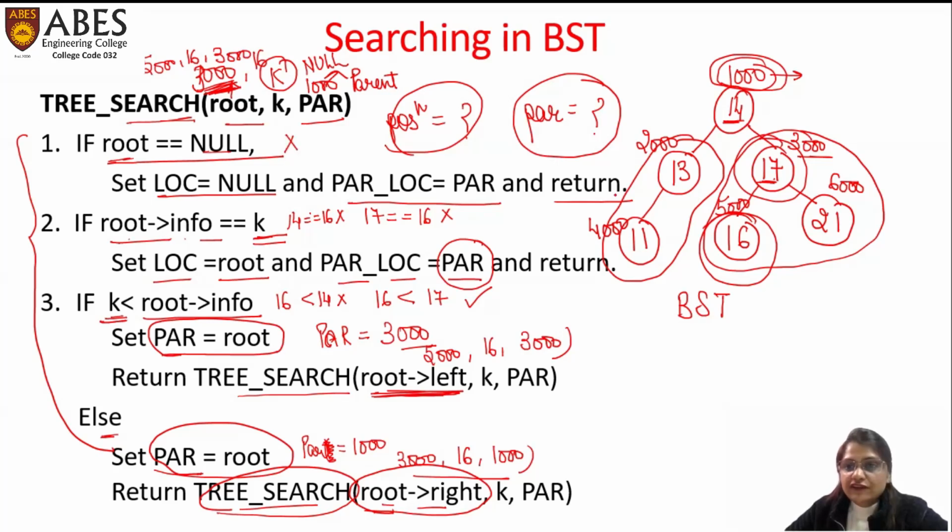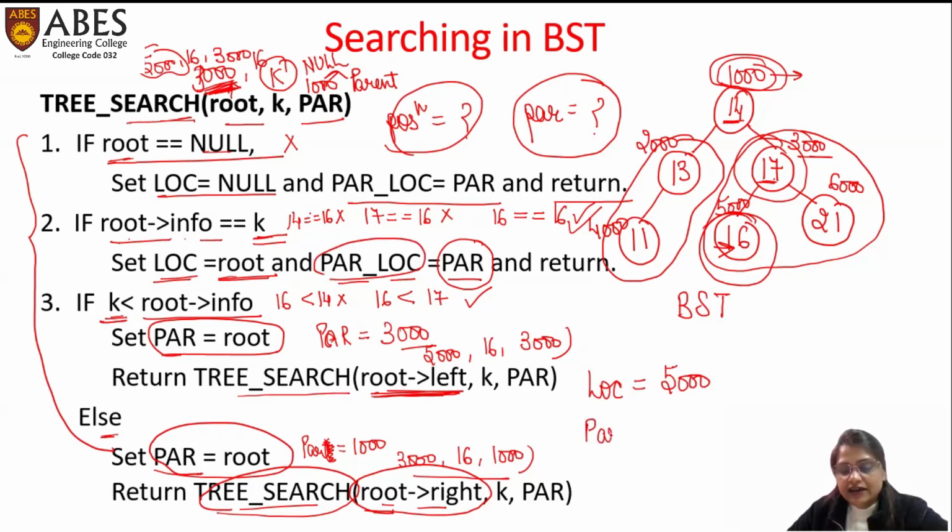Root is 5000, which is this node. The first two conditions are false. For the third case, root info 16 is equal to 16? Yes, the condition meets here. It means we have got our desired element. Then we set the location as root, which we passed as 5000. It means the value returned by LOC is 5000, and the parent of that location is PAR, which is 3000 here.